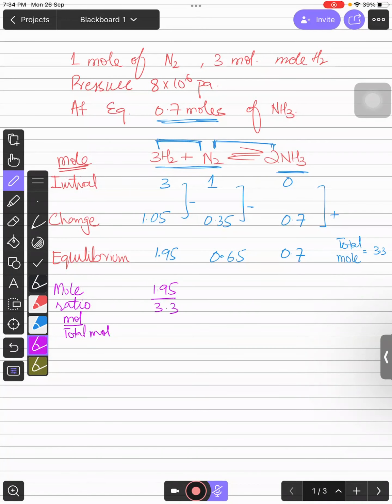This is 0.65 divided by 3.3, and this will be 0.7 divided by 3.3. This is the mole ratio. Once we are able to find out the mole ratio, we can find out the partial pressure of each gas as well, because the number of moles of any gas is actually applying pressure over there.